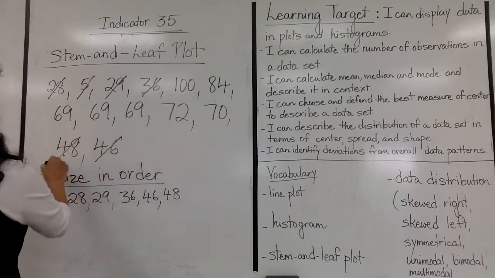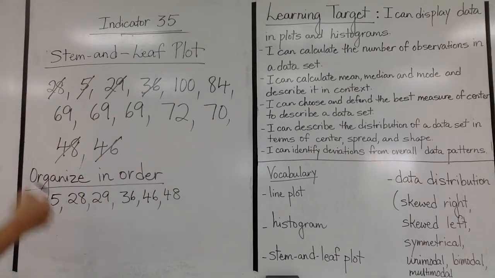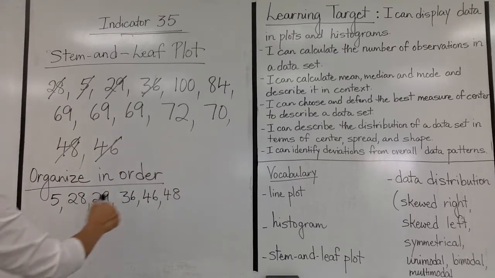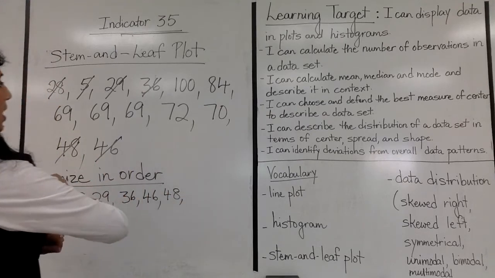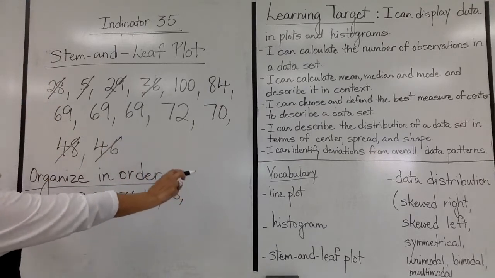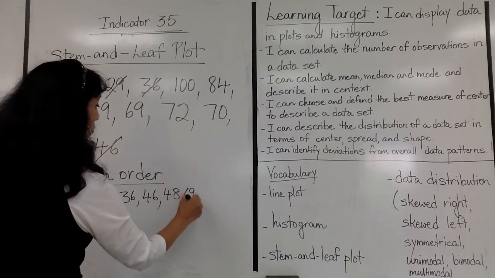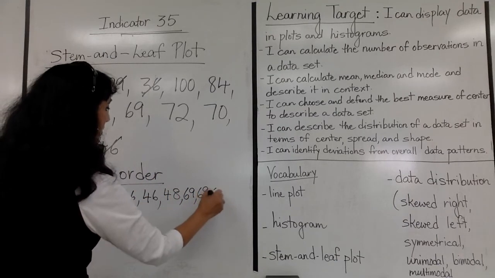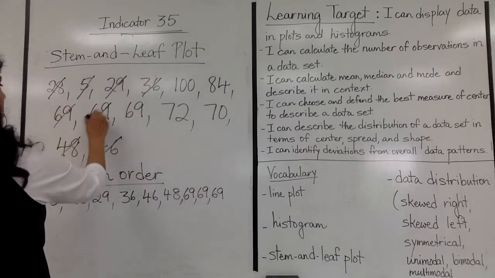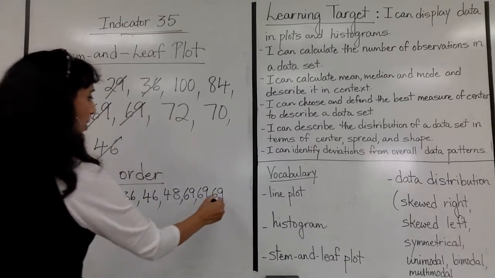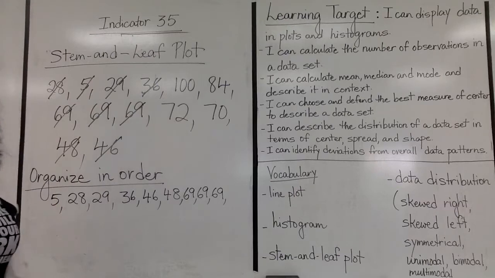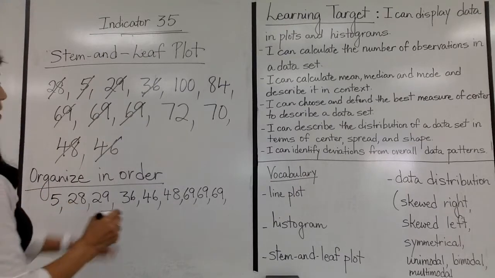46 and 48. I'm going to remove this so I know what I've already used up. That way if I make a mistake, I can always go insert a number. Then I have, let's see, 3 69s. You write them all 3 times. Looking at this, you can automatically see what the mode is. The mode is 69 here.